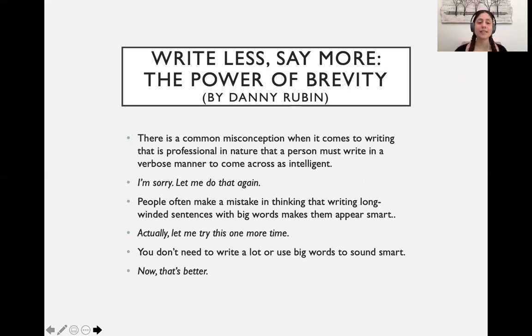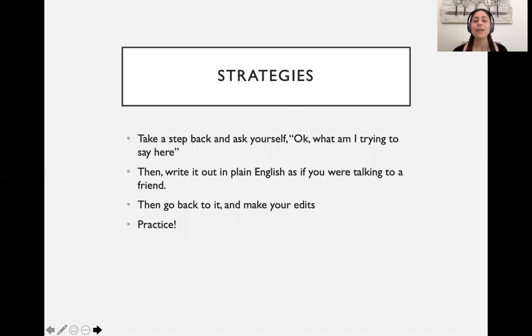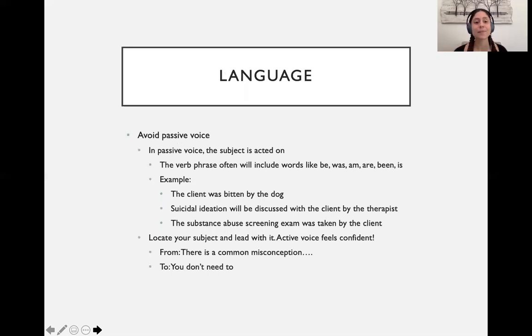Okay, so here's an example of how to make things more brief and to the point and concise. Some strategies for working on this: take a step back and ask yourself, what am I trying to say here? Okay, and then write it out the way you would say it, like if you were explaining it to me or to a friend or someone. After you've written it out, you can go back and change things or make it sound more professional if you need to, but that will help you to avoid wordiness and run-on sentences, which are really common with writing in this class. And this, of course, gets easier with practice.